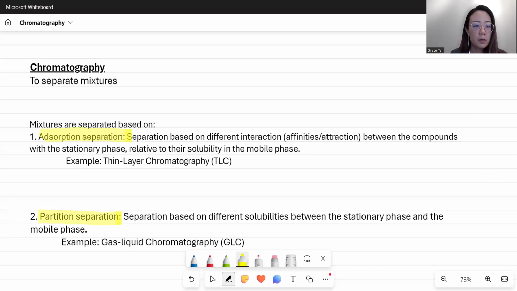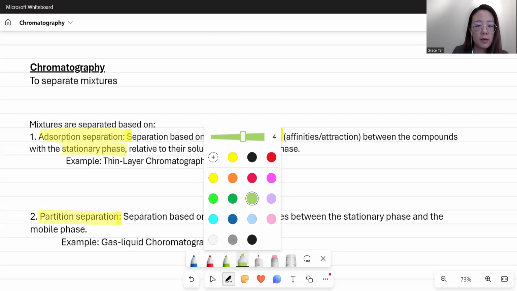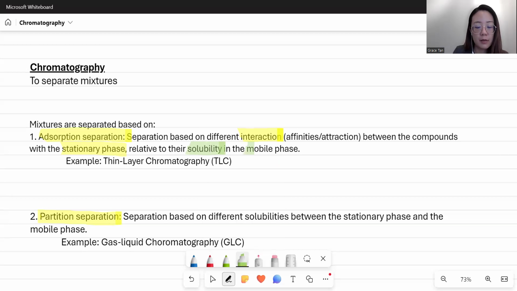So the first one is adsorption. And how do we define adsorption? Adsorption separation is based on different interaction. Interaction is affinity, attraction between the compounds, your sample, so-called your amino acid, with the stationary phase, relative to their solubility with the mobile phase. So every chromatography will have a stationary phase and a mobile phase.